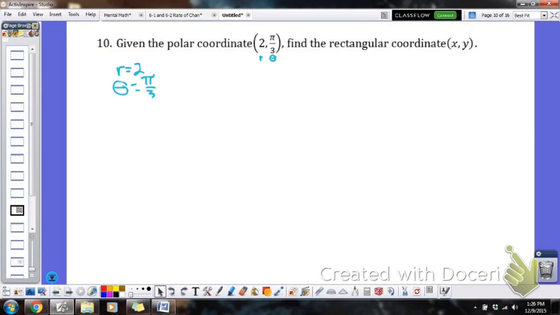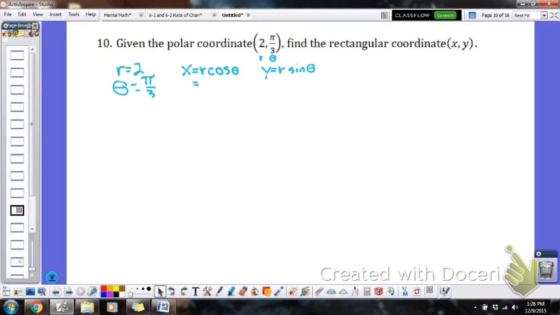polar coordinate into rectangular. And we're going to do that by using the fact that x is equal to r times the cosine of theta, and y is equal to the radius times the sine of theta. And these are both on your formula sheets, so you will be able to use them for your test. So I just need to fill in what I know.